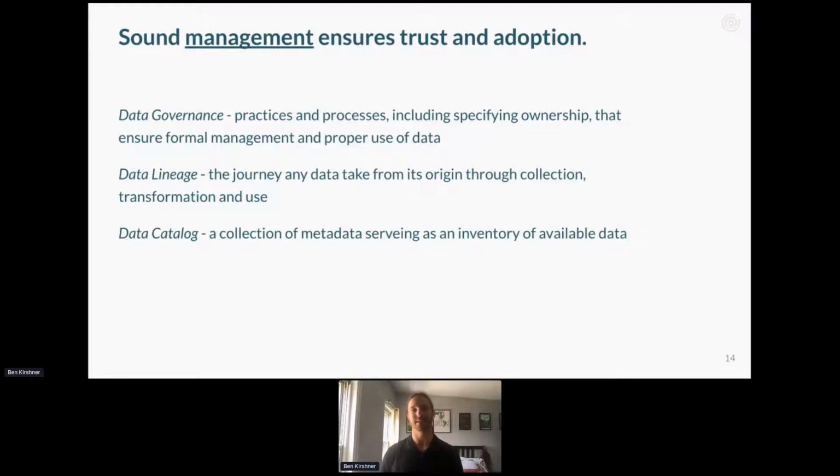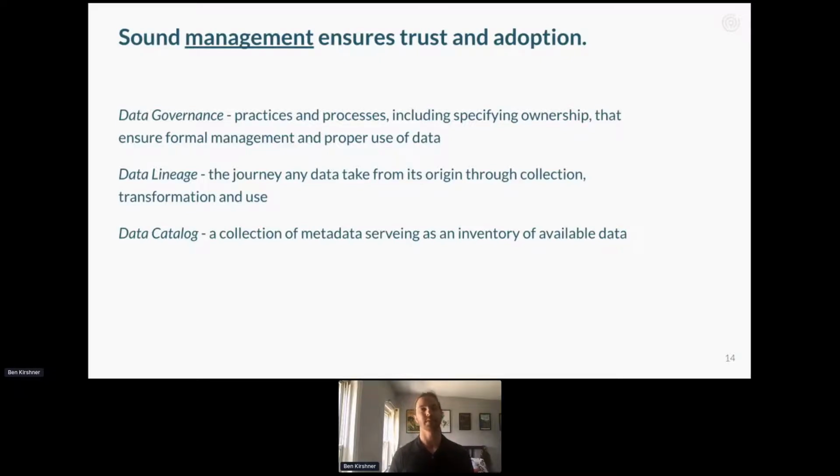The first is data governance. Data governance are practices and processes, including designating owners of data, that ensure both formal management and proper use. At its core, data governance ensures that your data is of quality and you are compliant with any data needs.